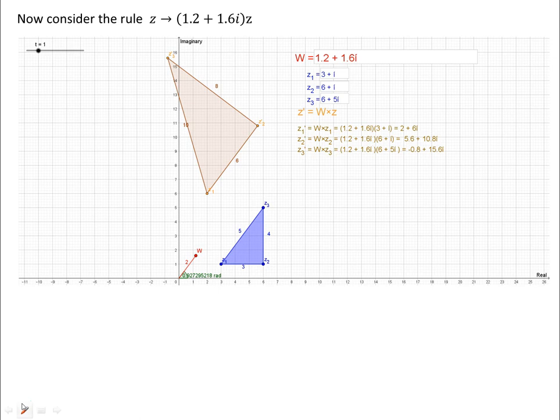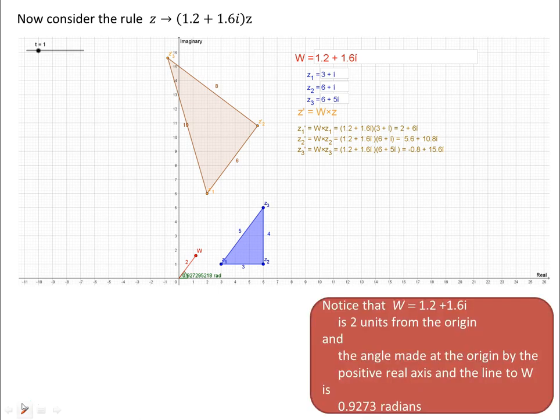and that if we look at the angle made by the positive real axis at the origin and the line going off from the origin to w, then that angle is 0.927 radians. Our object triangle is the blue triangle, whose vertices are z1 equals 3 plus i, z2 equals 6 plus i, and z3 equals 6 plus 5i.